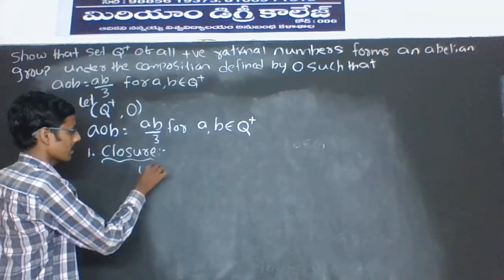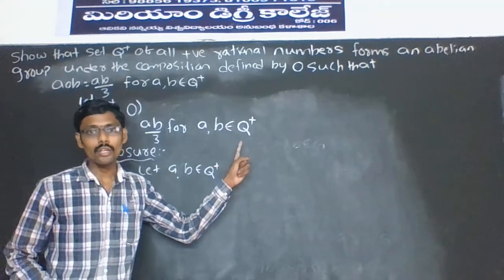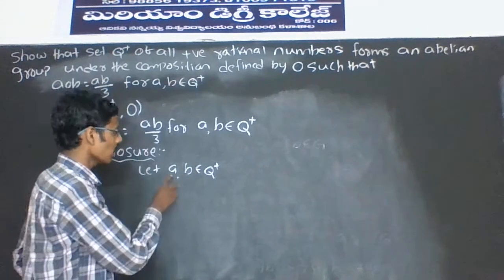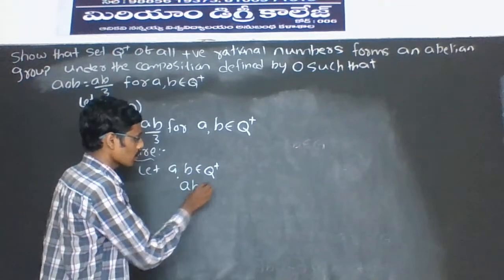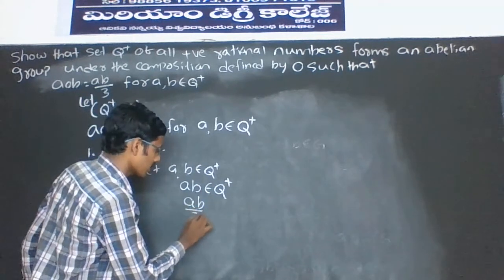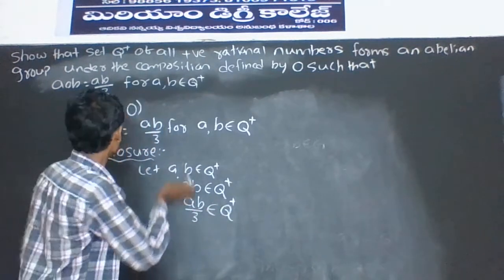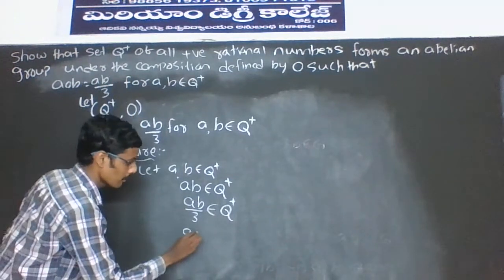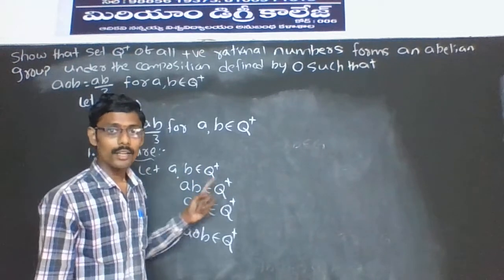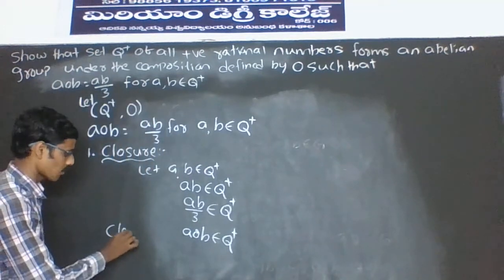First property, closure. Let A, B belongs to Q plus. A circle B is denoted by AB by 3. So the multiplication also belongs to Q plus. AB by 3, where 3 is a positive number belonging to Q plus, means A circle B belongs to Q plus. Then A circle B belongs to Q plus. Closure property satisfied.